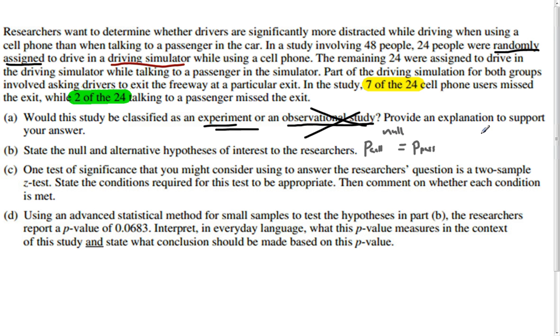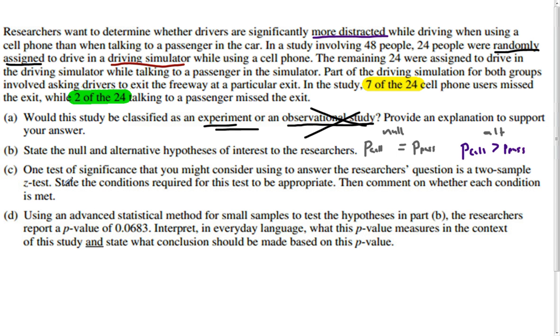Now the alternative hypothesis is whether one's greater than the other or just that they're not equal. And it says in the first sentence, researchers want to determine whether drivers are significantly more distracted while driving with a cell phone. So the alternative is that P cell is greater than P passenger. That is, that the proportion of people who miss their exit on the cell phone is greater than the proportion that miss their exit just with the passenger.